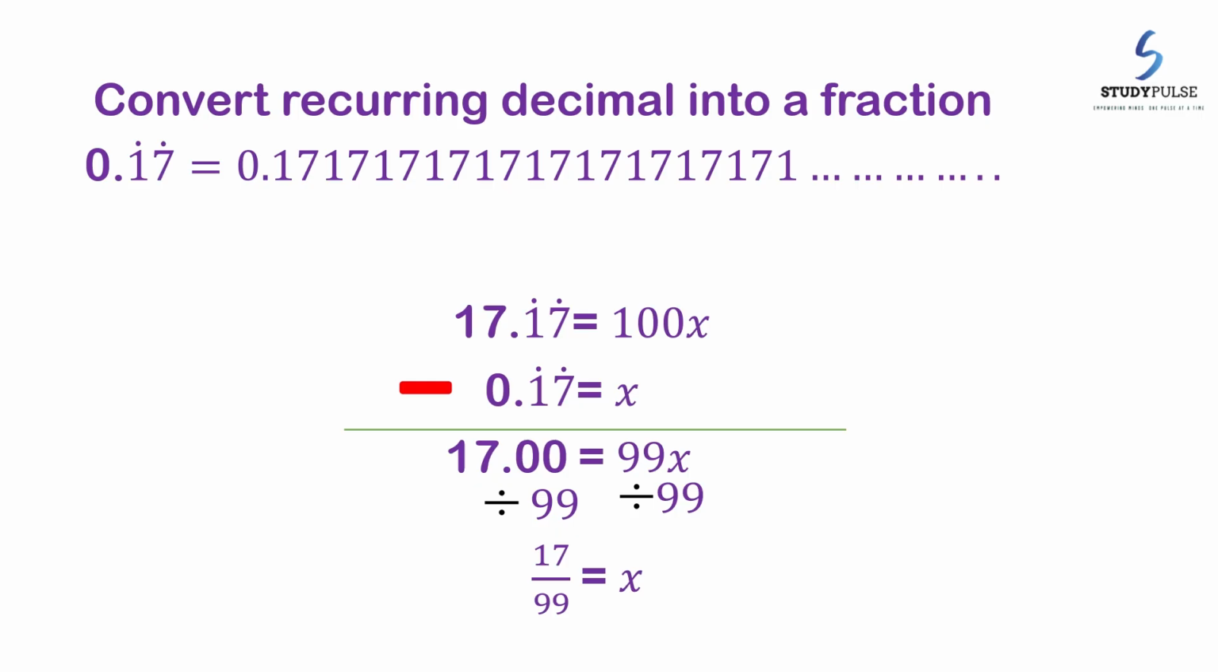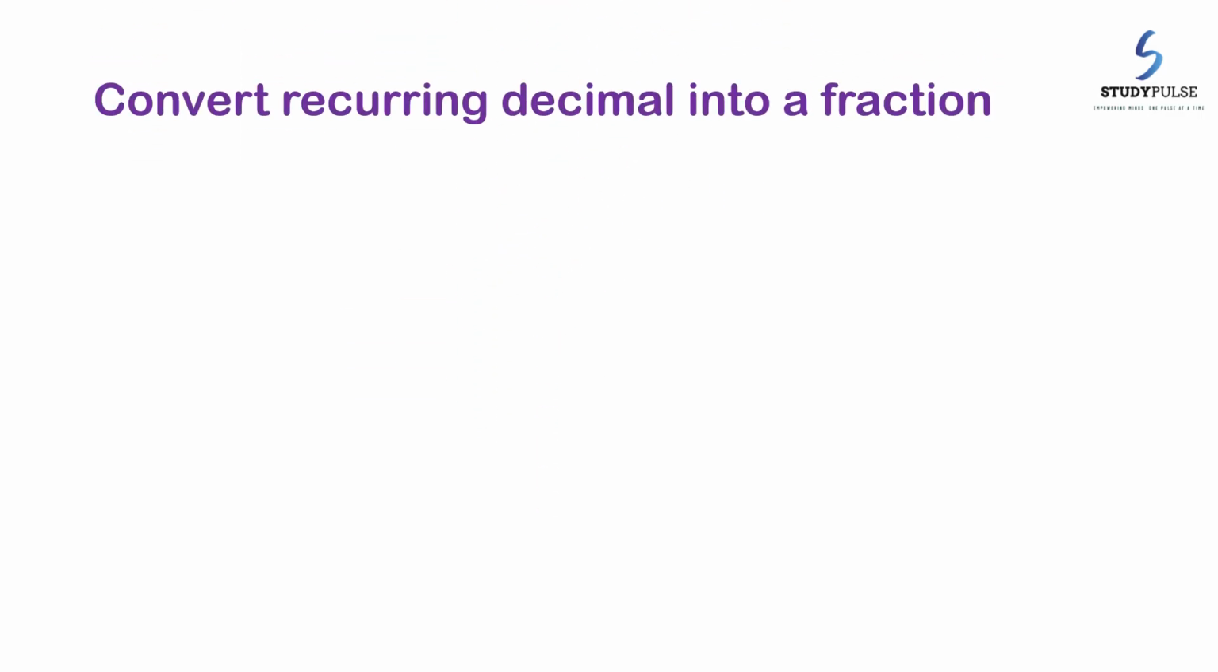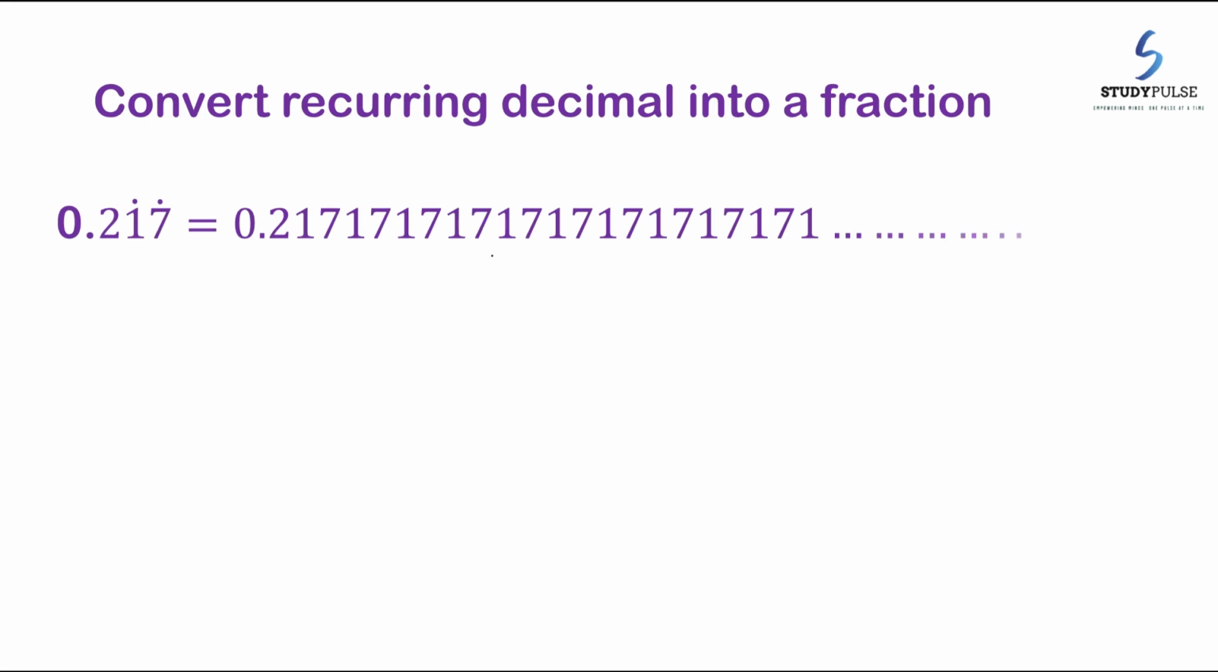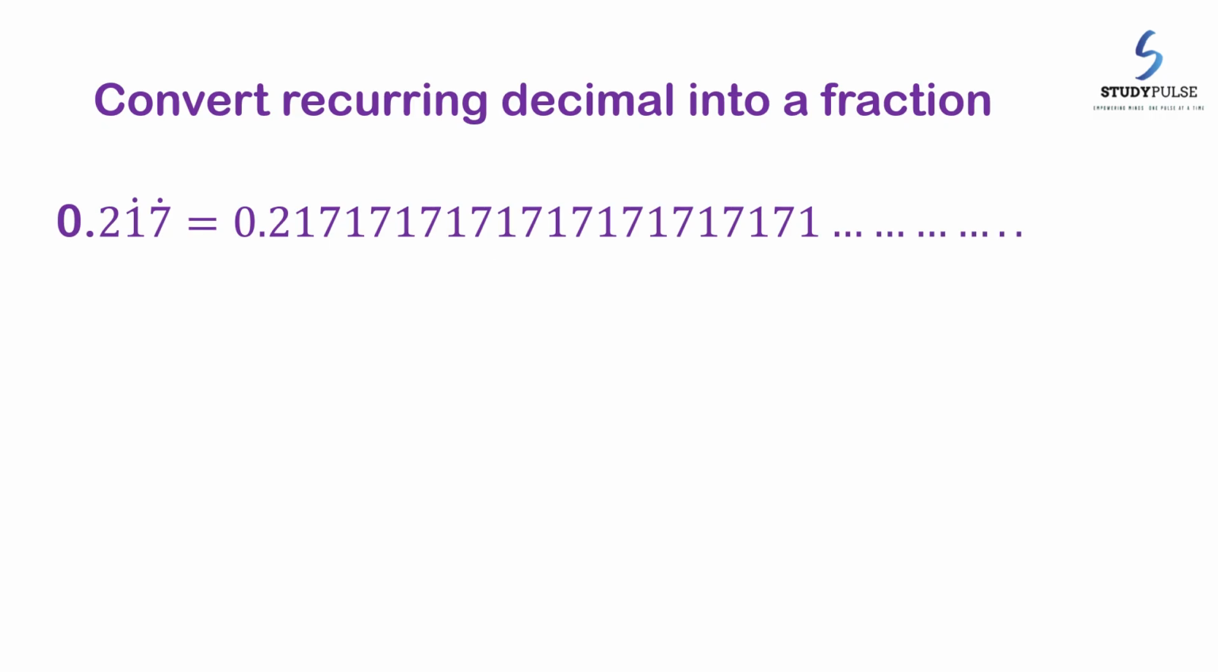Now let's try when some digits are non-recurring before the repeating part starts. For example, here we have 0.217 recurring. As you might have noticed, that 2 does not have a dot on top. That means that number is non-recurring. But 1 and 7 have dots on top, and they will be recurring in the pattern 0.2171717 forever. The first step is to make x equal to that decimal, so it will be x equals 0.217 recurring.